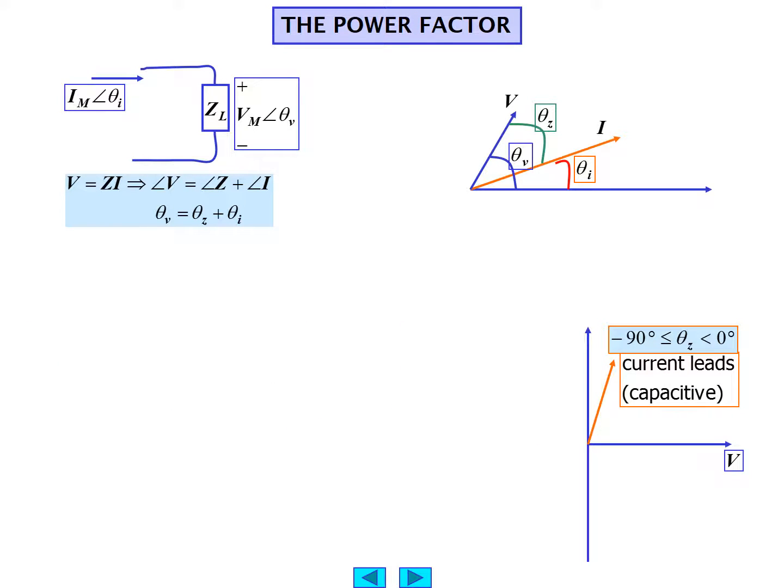Current leads in this particular case if it's capacitive, as we saw in chapter 8. If theta_Z is between 0 and minus 90, it tends to be a current leading situation, capacitive. If theta_Z is between 0 and 90, in the opposite sense, we call that current lagging, or so-called inductive current.